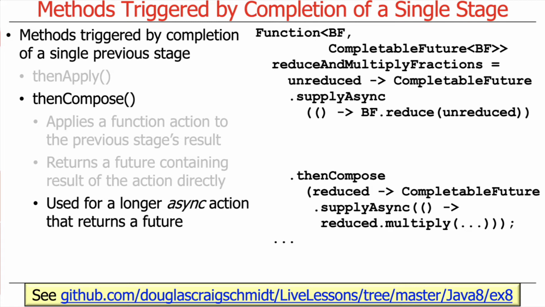First, let's take a look at how you might use this, and then we'll talk about why it's better than using thenApply. You typically use thenCompose when you have asynchronous actions that return completable futures, whereas you use thenApply when you have synchronous actions that return values, not completable futures. So what the heck does that mean? Let's take a look from my EX8 folder.